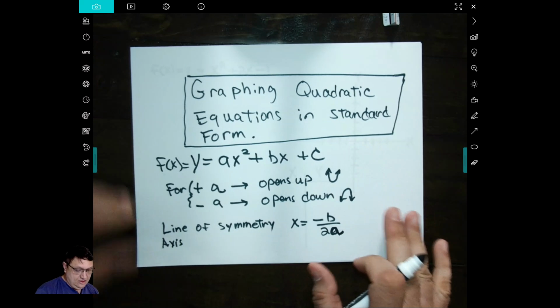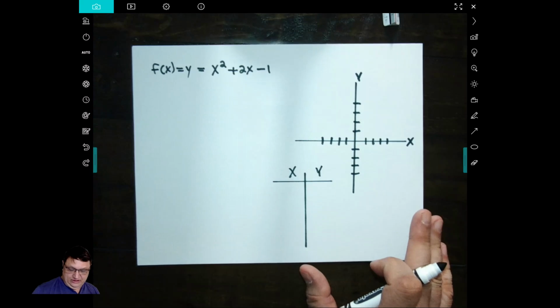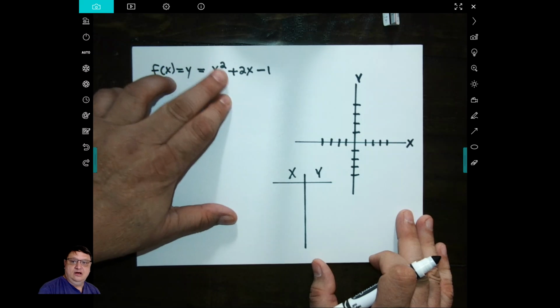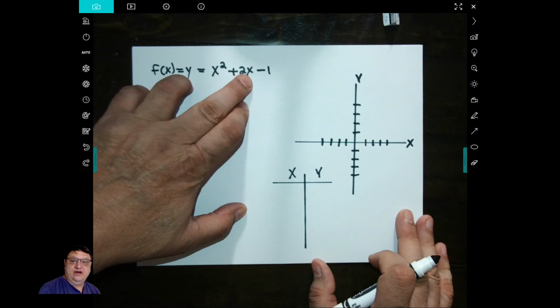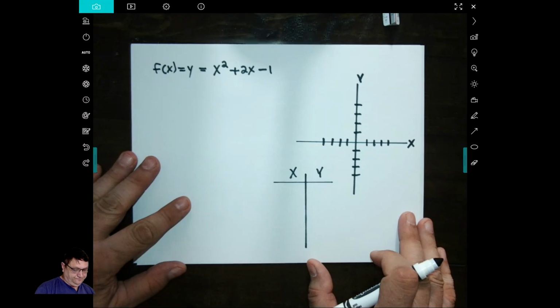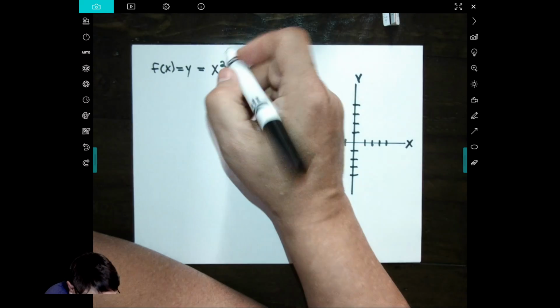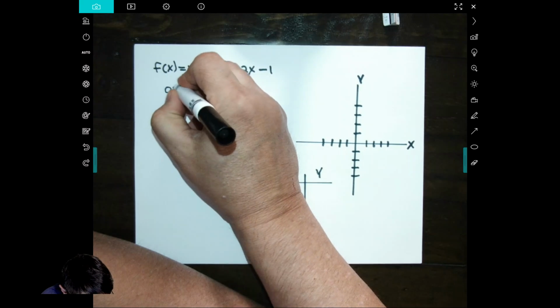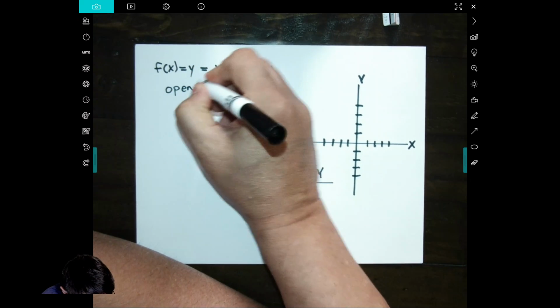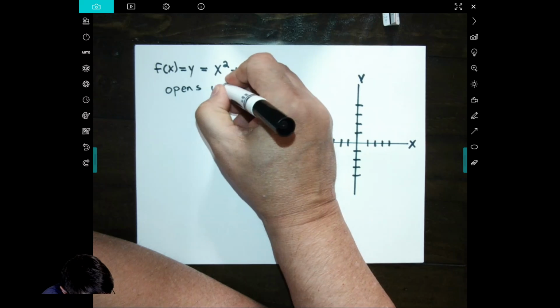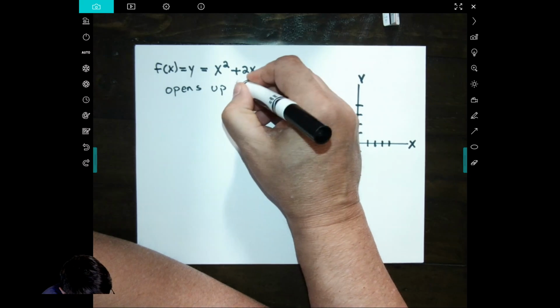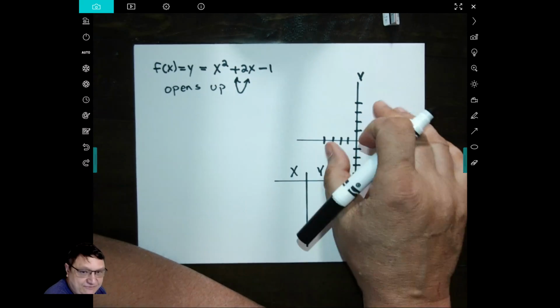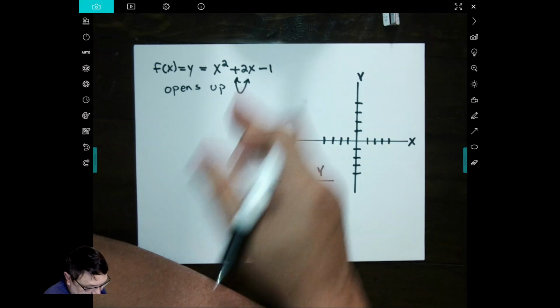Okay. We're going to look at an example here of y equals x squared plus 2x minus 1. The first thing I notice is that I have a 1 for a coefficient and it's positive, so I know it opens up. So that's the first thing I know. Before I graph it, I already know it opens up, so it'll hold water.